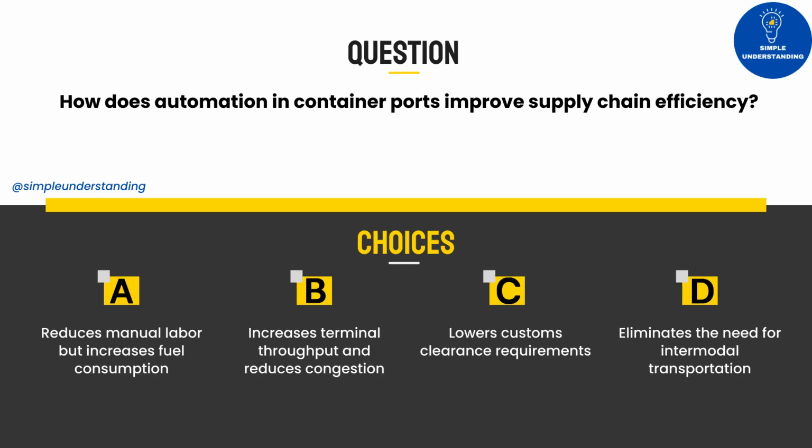8. How does automation in container ports improve supply chain efficiency? A. Reduces manual labor but increases fuel consumption.